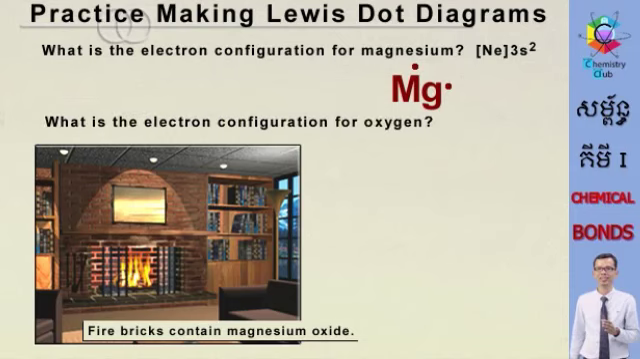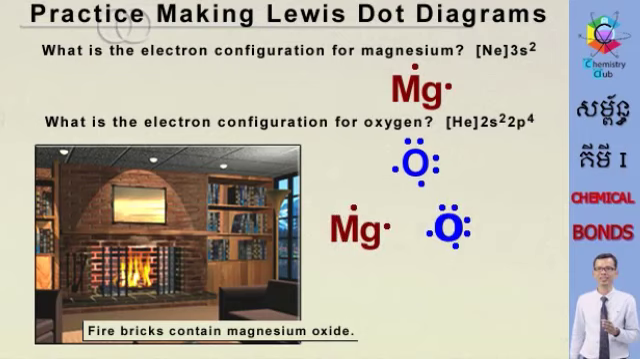What is the electron configuration for oxygen? The resulting Lewis dot diagram is the symbol for oxygen, O, surrounded by 6 valence electrons. Do you think magnesium and oxygen could combine to form a compound? The Lewis diagram indicates that oxygen has 6 valence electrons, and magnesium has 2 valence electrons.